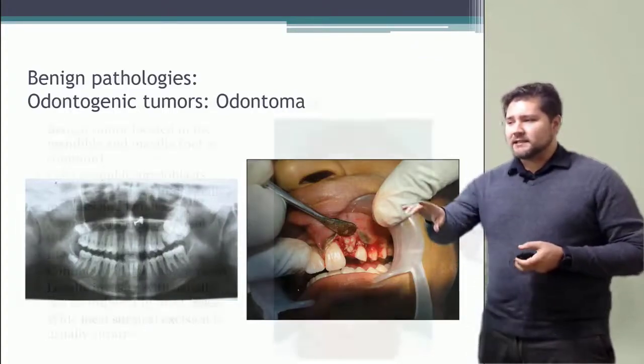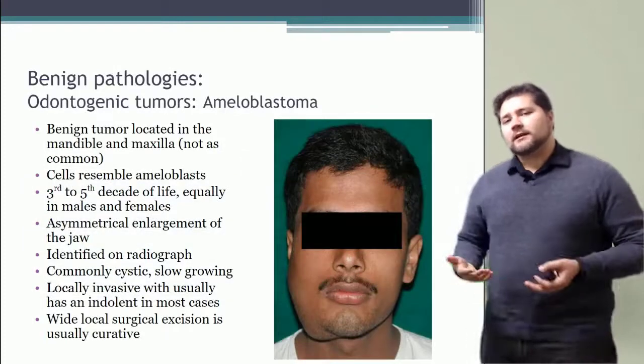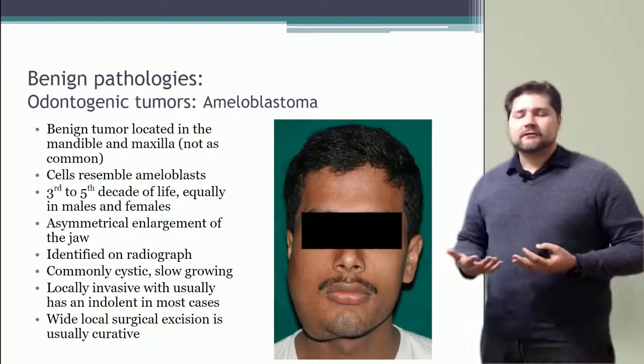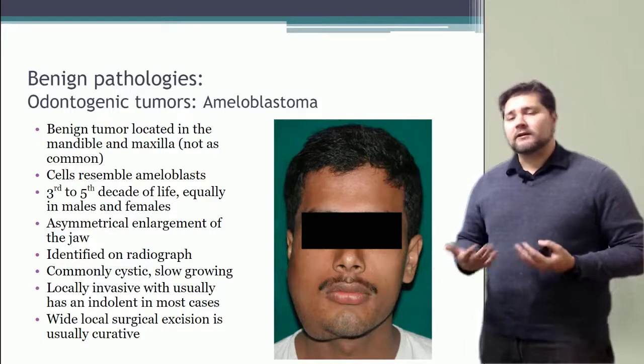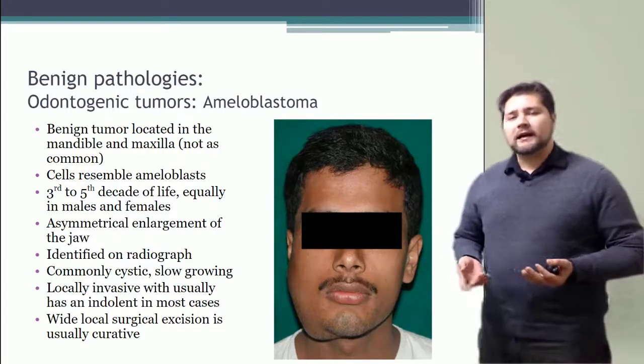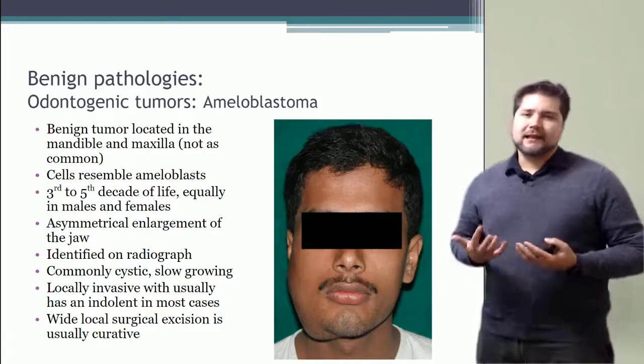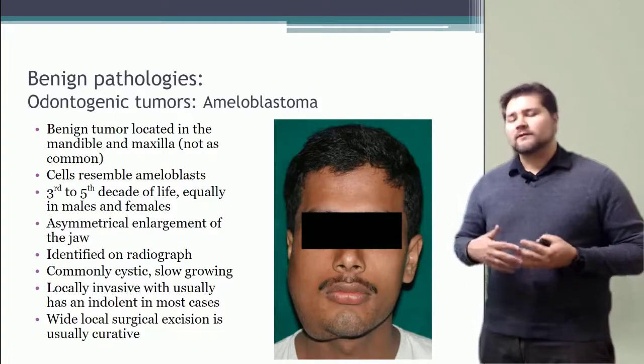So the next odontogenic tumor we'll look at is the ameloblastomas. Now these are tumors that arise from the ameloblast cells, which, if you remember, are the ones that produce the enamel on the tooth. These have an equal prevalence in male and females and usually occur in midlife around the third, fourth, and fifth decade.